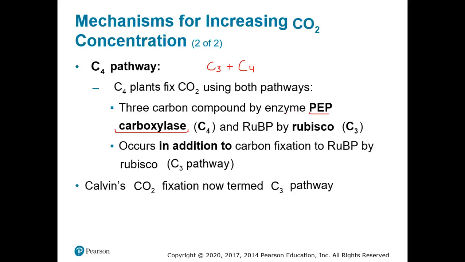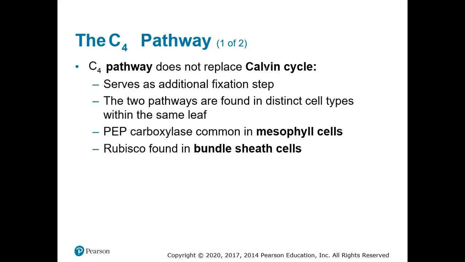We are going to use an enzyme called PEP carboxylase, and this one's new to the C4 pathway. It's essentially going to funnel more carbon dioxide into this C3 pathway. And I want to emphasize, we're not replacing the Calvin cycle. This is just an additional fixation step. So we're doing C3 plus C4, just an additional step in hot and dry conditions.